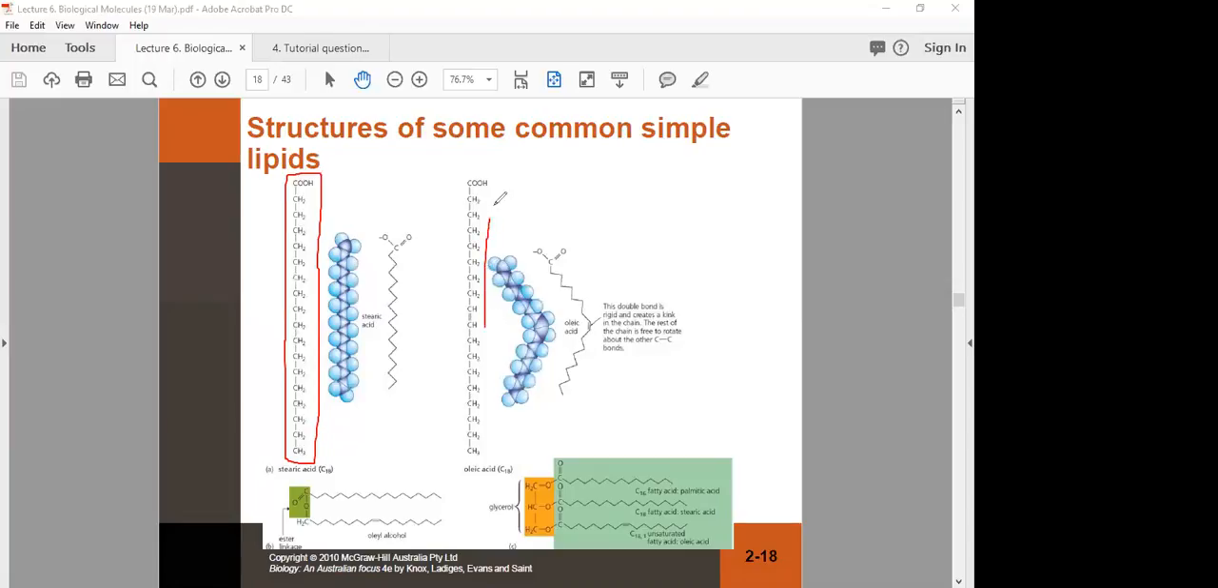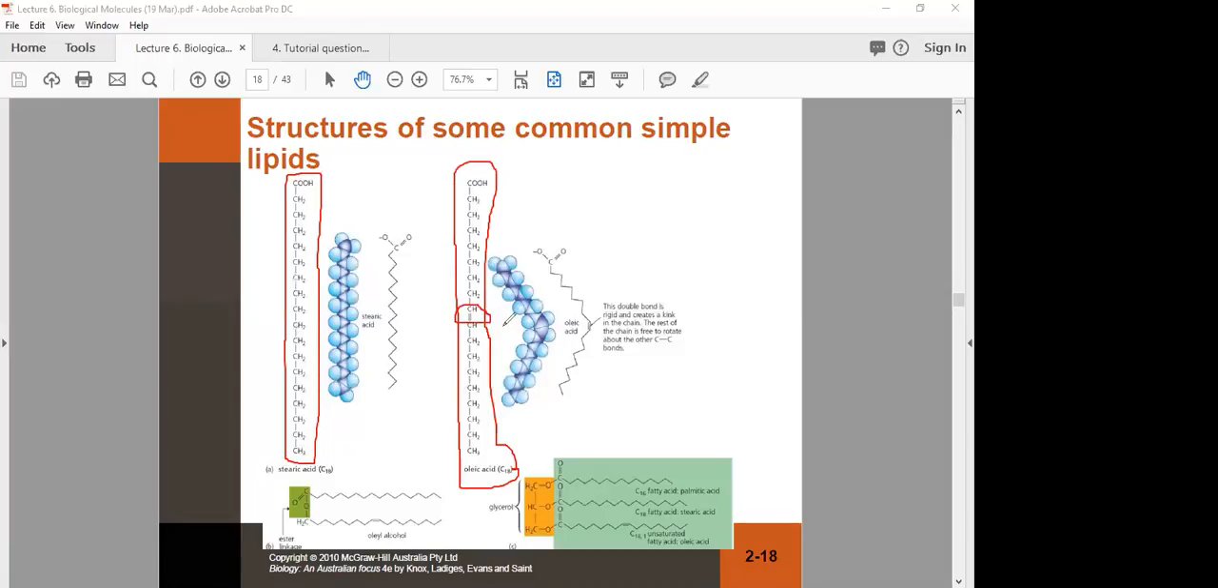Here's another example of a fatty acid. This is called oleic acid. It's got the same number of carbons, 18 carbons in the carbon backbone, but the main difference here is the presence of one double covalent bond, and that makes a big difference. We'll talk about that a lot more in living systems too.